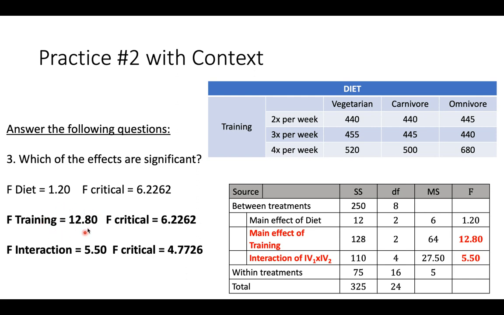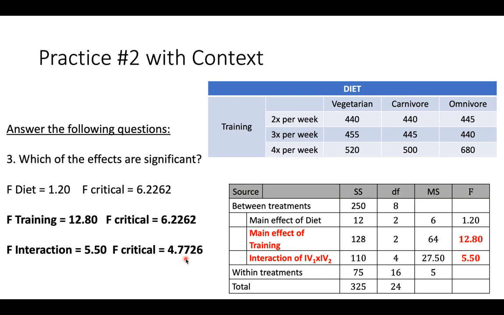Now we do have a significant effect of training frequency. So that means we're going to need at some point to interpret our training frequency numbers over here, because its F value of 12.8 is larger than its critical value. And we also have an interaction, which is a little scary considering we have a 3 by 3 factorial ANOVA, but we've got to try and interpret this because the F value is larger than the critical value.